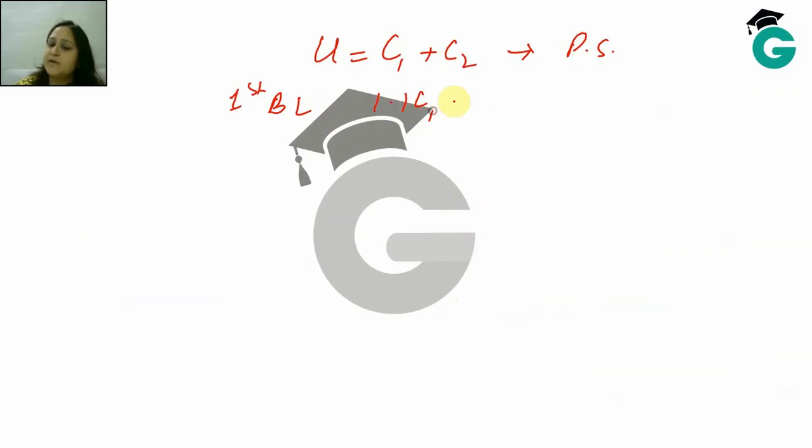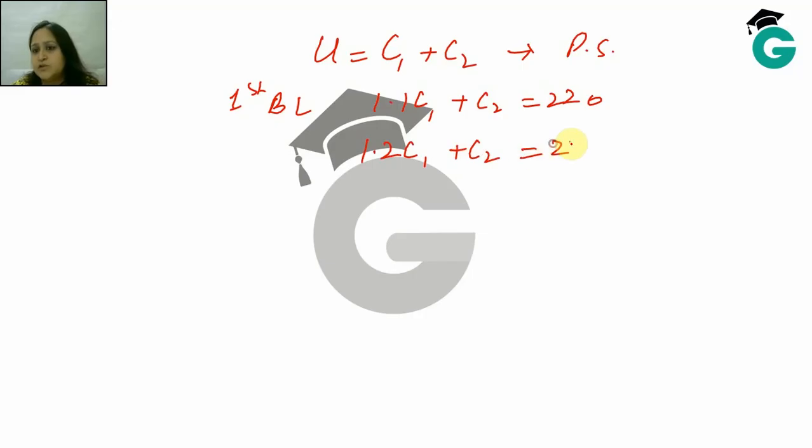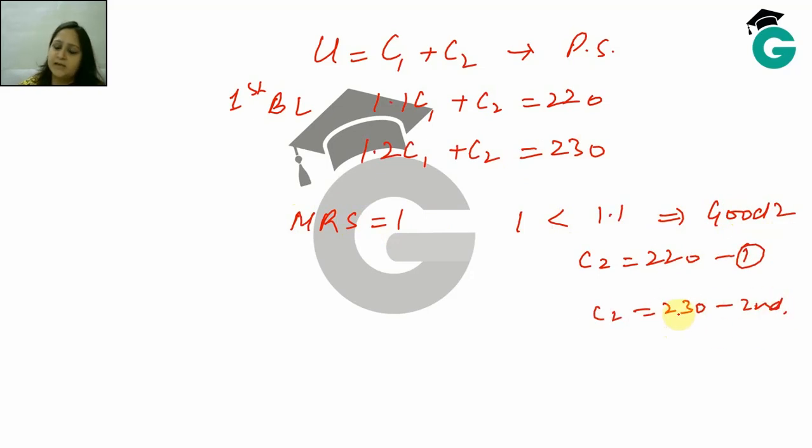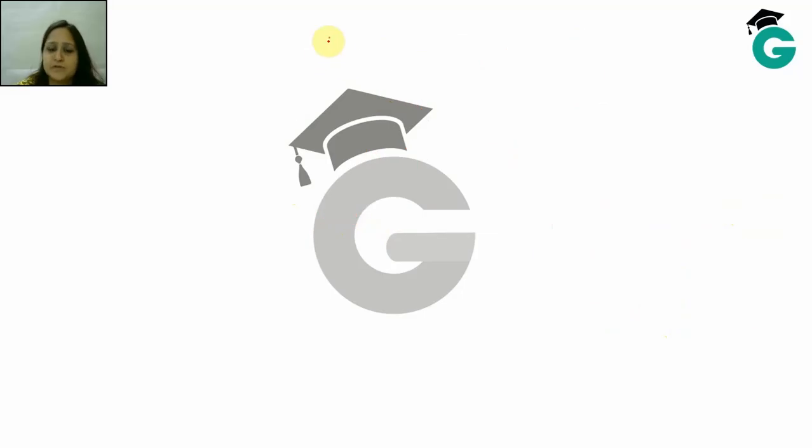So 1.1 C1 plus C2 is equal to 220, and my second budget line is 1.2 C1 plus C2 is equal to 230. I can calculate in both. My MRS of 1 is less than 1.1, which means that you will consume good 2. When you're consuming good 2, then C2 is 220 in the first case and C2 is 230 in the second case, right? That is if my function was a perfect substitute.